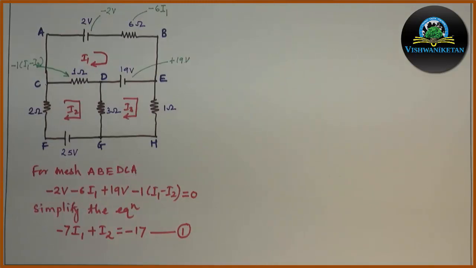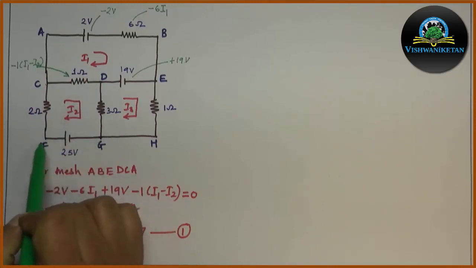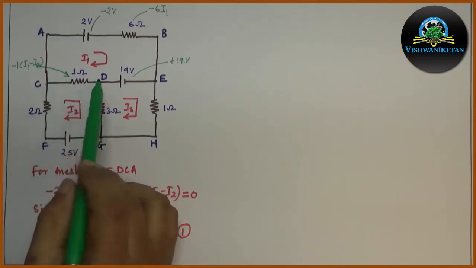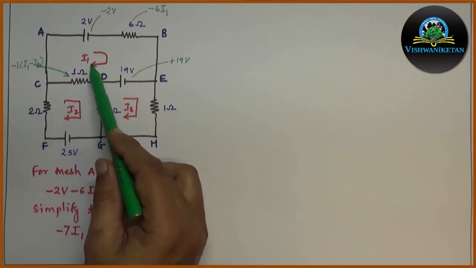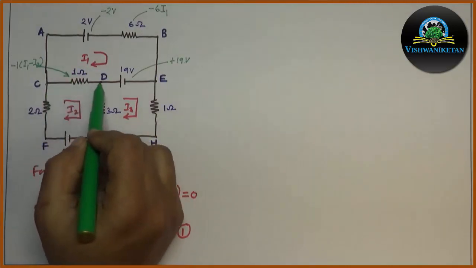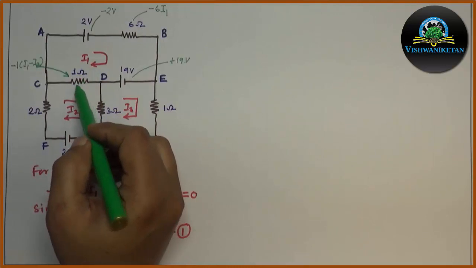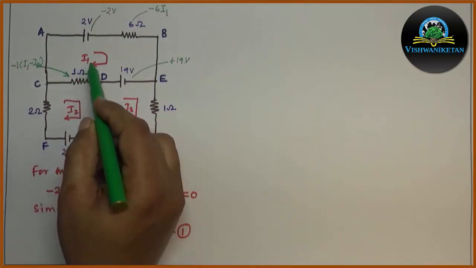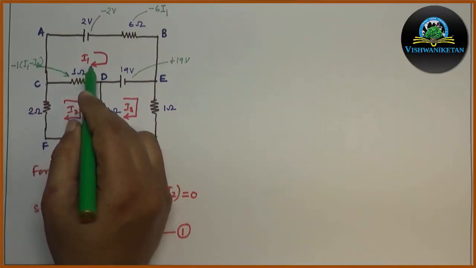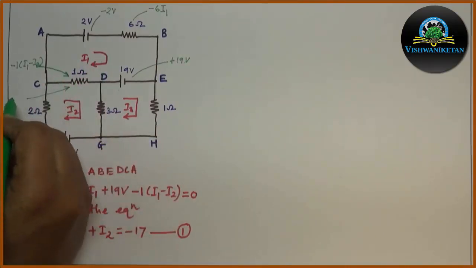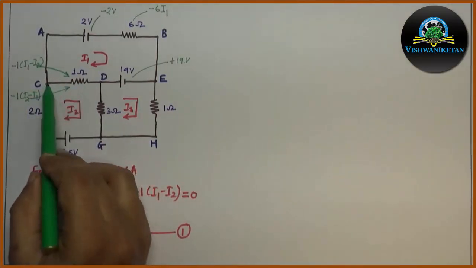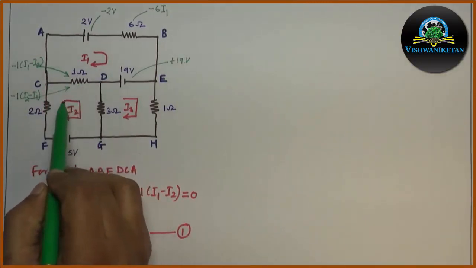Now let us apply KVL to mesh C, D, G, F, C. While moving from C to D, we have the 1 ohm resistor, which is common to the first loop and second loop. Now we are in the second loop, so the resultant current for the 1 ohm will be I2 minus I1. As we are in loop 2, we assume that I2 will be greater than I1. Hence, for the second equation, it will be minus 1 (I2 minus I1). Again, the minus sign is because the loop direction is C to D and the second loop current direction is also from C to D.